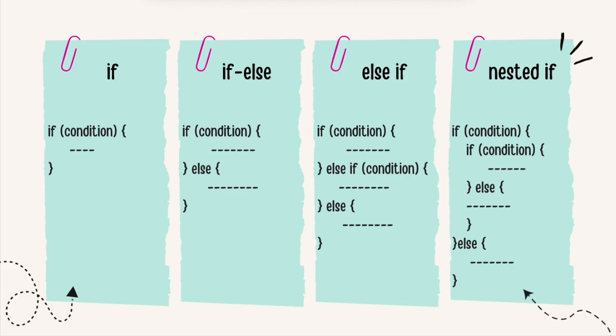Now sometimes we have multiple conditions. Else if lets us check additional cases. The first true condition runs and the rest are skipped. For this we have the syntax: if, then condition and curly braces, else if condition and then curly braces, and then else and curly braces.